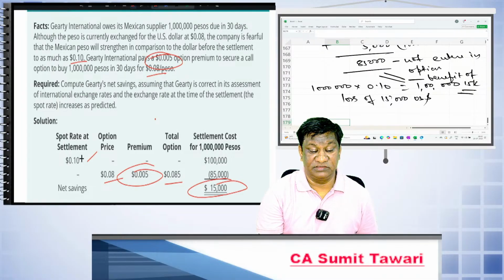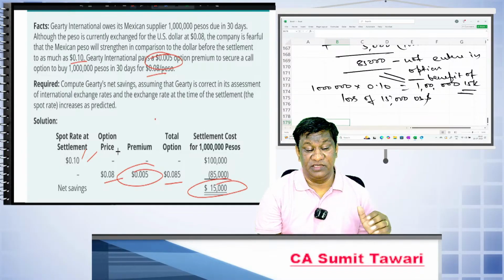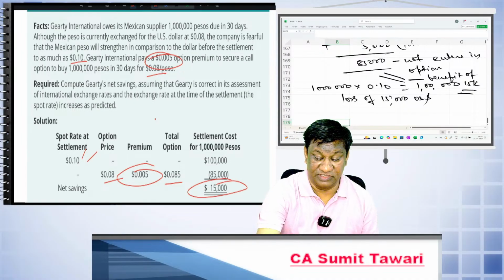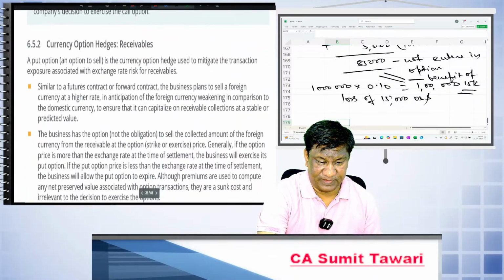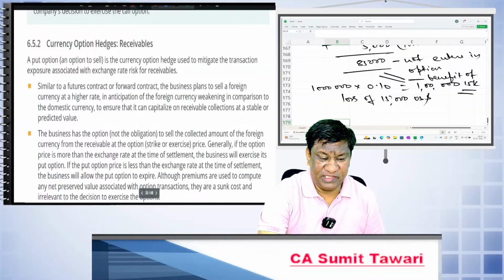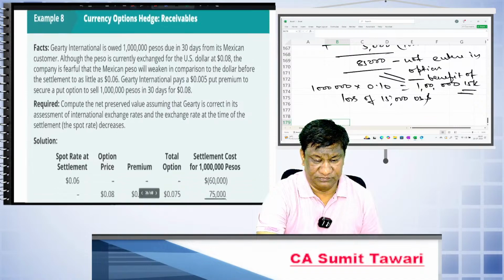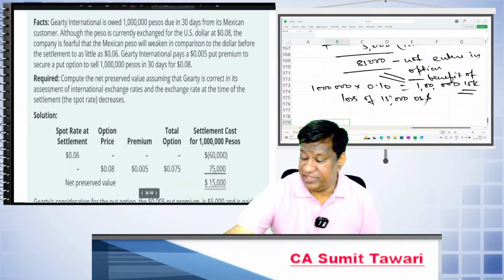And this is the spot rate which I need to incur if I do not go with the option. So that amount is more, this amount is less. So the profit is 15,000, the saving is 15,000. Any doubt here?